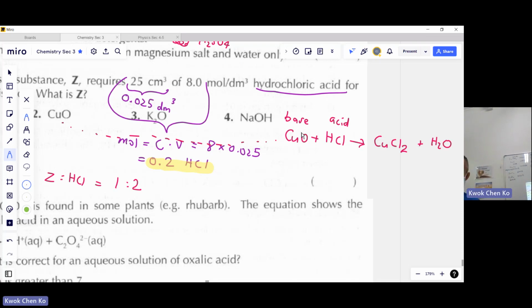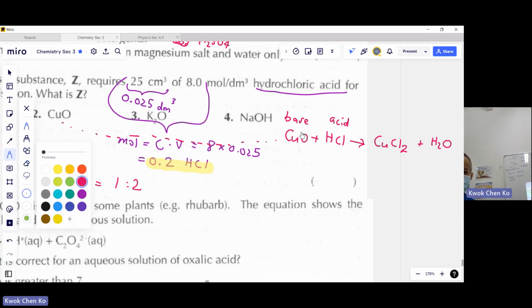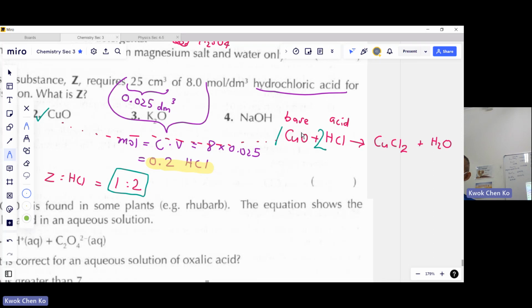Come, guys, balance it. It's not balanced. I hope you notice. Balance it. Yeah, Bernice, what do I need to add in if I want to balance? Good. Anything else? No, good. So I hope you notice that it fits, no? 1:2. 1 copper oxide is to 2 HCl. So copper oxide is a possible compound. Okay. Then what's the other one?